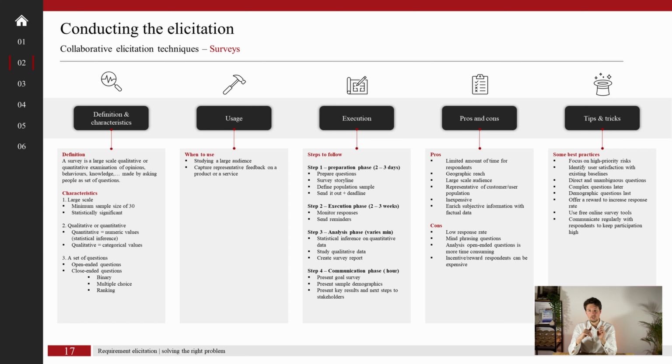What are some of the tips and tricks that you can apply when creating surveys? So first, focus your questions on high priority risks that have been identified. Identify user satisfaction levels with existing systems to set a baseline. Questions should be direct and unambiguous. Save complex questions for later in the survey, and also save demographic information for last. Create rewards for participating and create a survey with inexpensive online tooling. And to conclude, notify the participants when the survey is available and continue to remind them to participate.